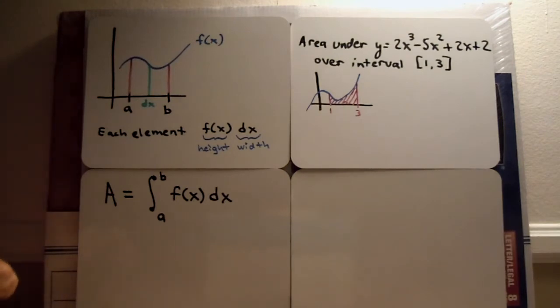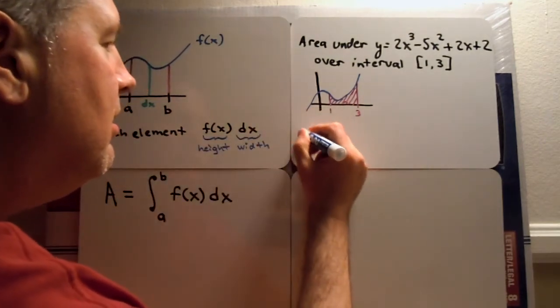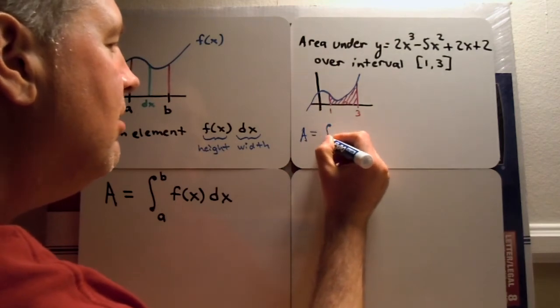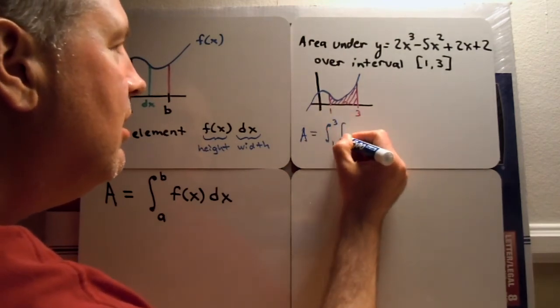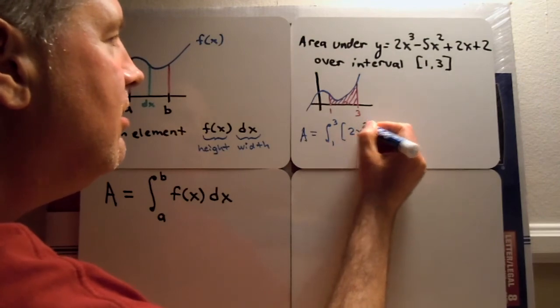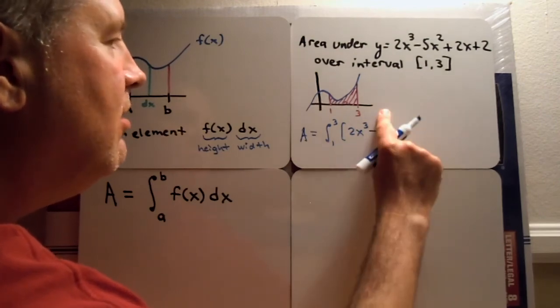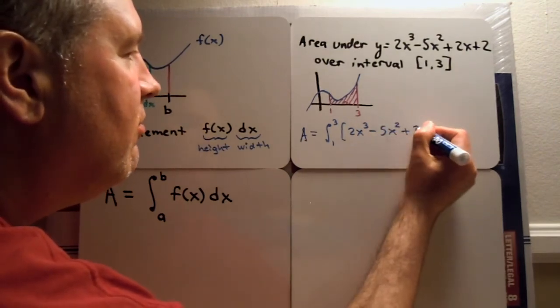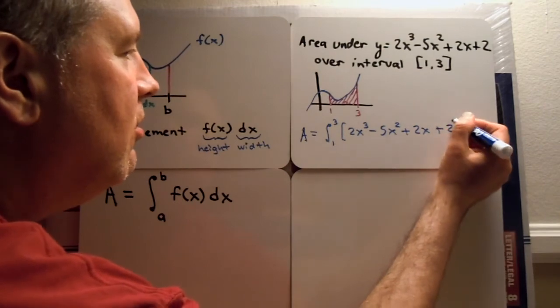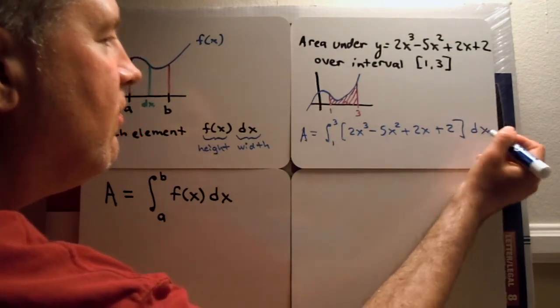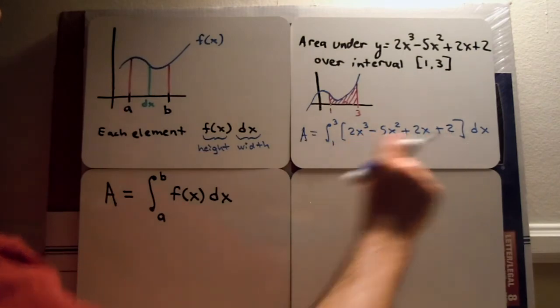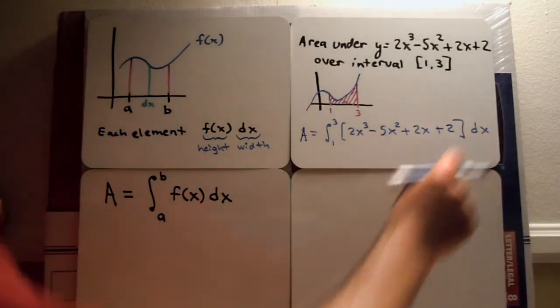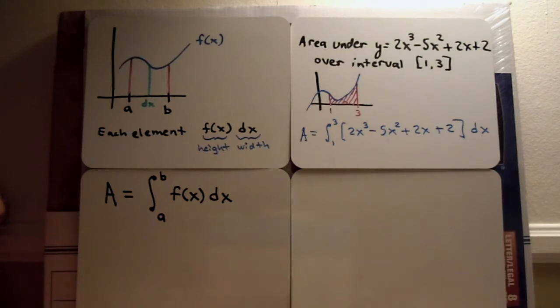So the way we can do that is the area would be the definite integral from 1 to 3 of 2x to the third minus 5x squared plus 2x plus 2. And don't forget dx. The height, which is the function, the width of all the elements, dx. And then the integral from 1 to 3, all possible elements from 1 to 3.